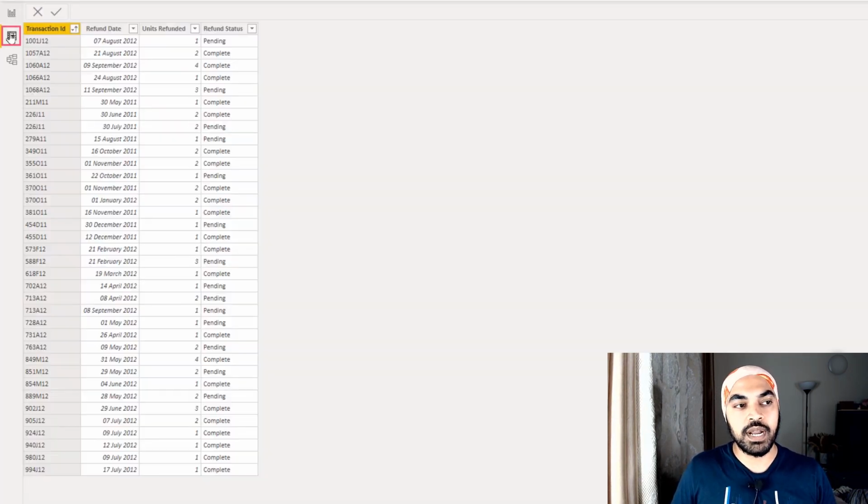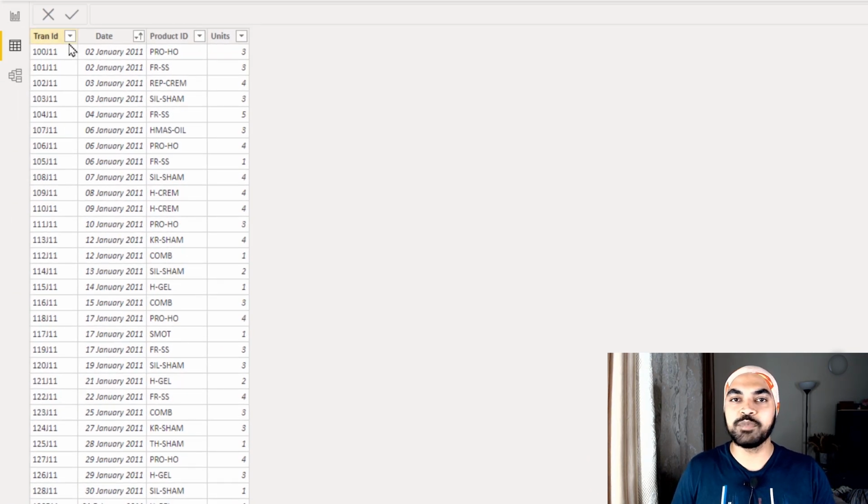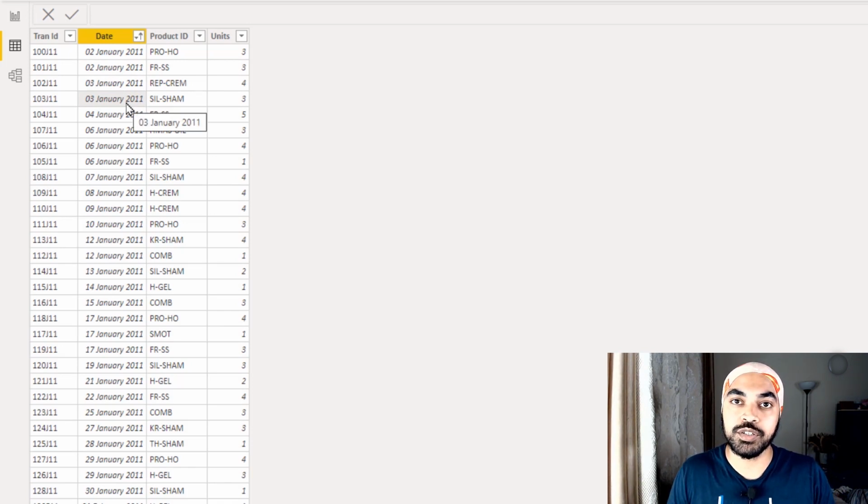Now, let's go take a look at the sales table. I have pretty standard columns here: the transaction ID, the date, the product ID, and the number of units sold. Nothing that complicated. You're going to find that the dates are duplicated. 2nd January is two times, 3rd of January is again two times, and so on. That simply means that in a single day, this many transactions happen. So the sales data is transaction level sales data, which means every single row is one single transaction.